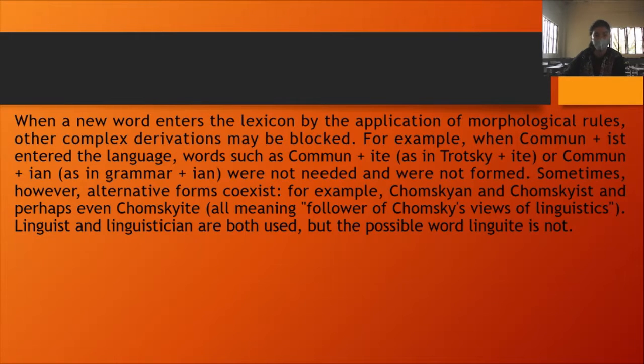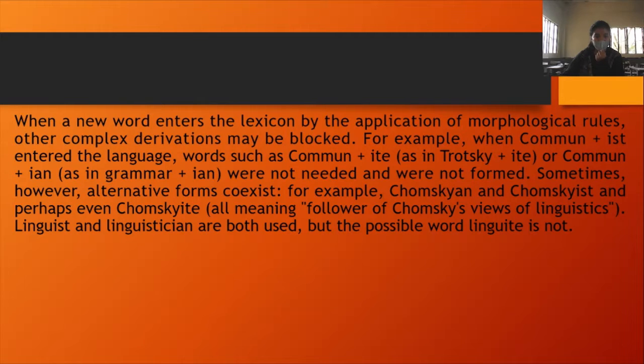When a new word enters the lexicon with the application of morphological rules, other complex derivations may be blocked. For example, when communist enters the language, words such as commune plus ite, as in Trotsky plus ite, or commune plus ian, as in grammar plus ian, were not needed and were not formed.